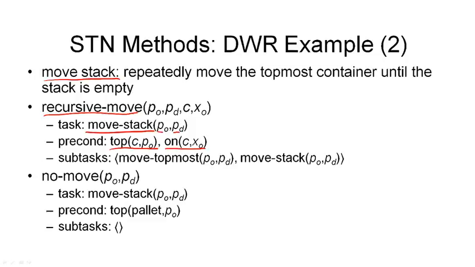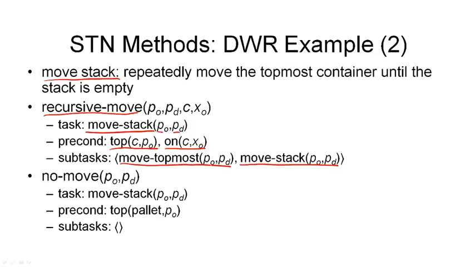Then we have two subtasks that we need to accomplish the task of moving the stack. And the first subtask is that we need to move the topmost container. And then we have a recursive call, so to speak. Namely, we have the task that this method achieved as a subtask. So we need to move the remainder of the stack from the origin pile to the destination pile after we've moved the topmost container from the origin pile to the destination pile. And again, the subtasks here are totally ordered, so this is a total order method.